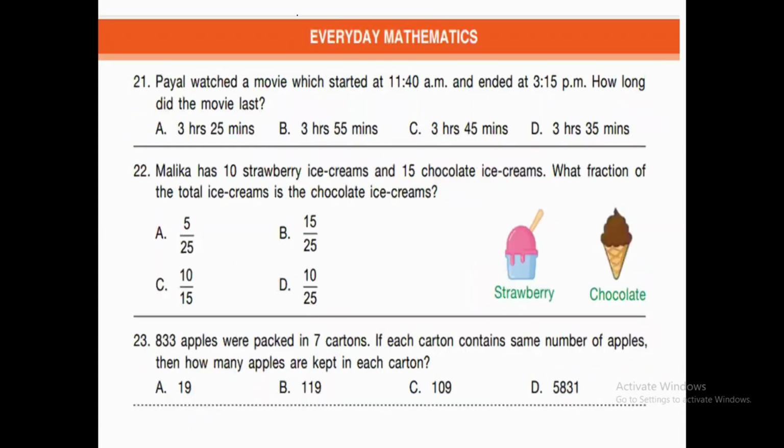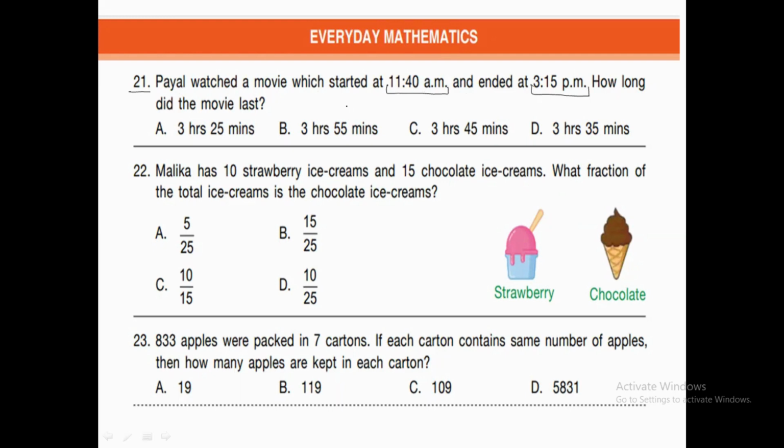Now we have reached our third section, which is everyday mathematics. Here we need to solve questions related to our everyday activities. Question number 21, the first question of this section, is: Payal watched a movie which started at 11:40 a.m. and ended at 3:15 p.m. Now the question is asking how long did the movie last?